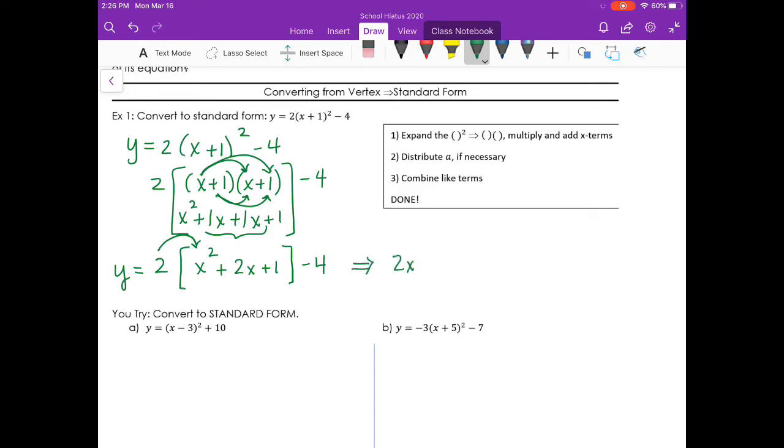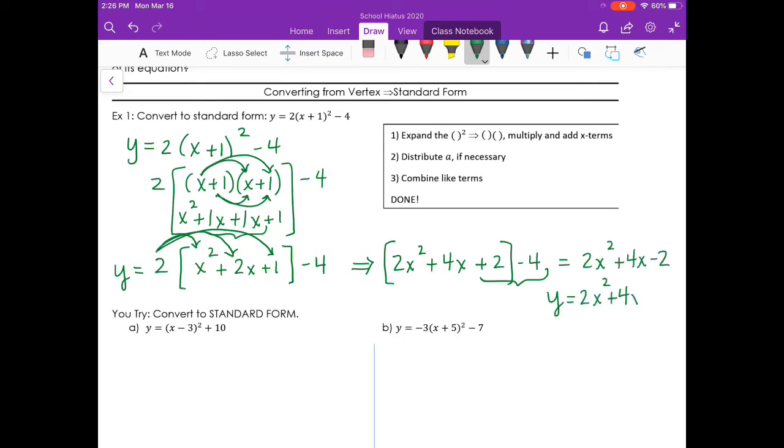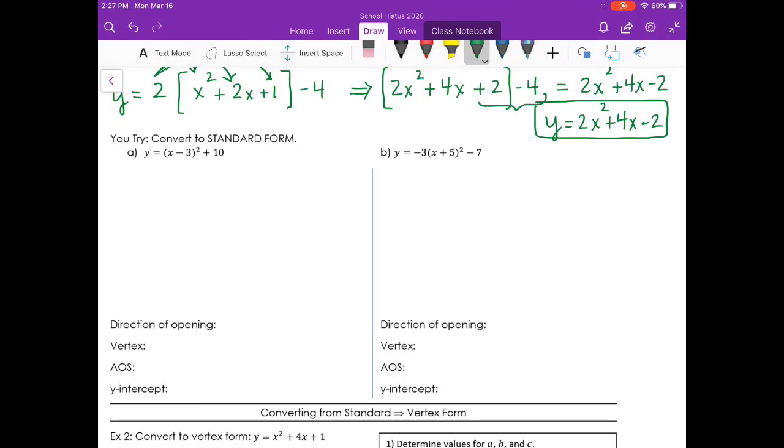As I distribute the 2 to the quantity inside the brackets, that will give me 2x squared plus 4x plus 2 minus 4. Finally, I'll combine the constants at the end of the expression to write the final simplified equation: y equals 2x squared plus 4x minus 2. Pause the video now while you try these.